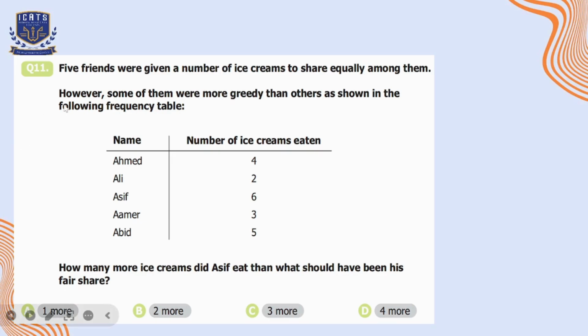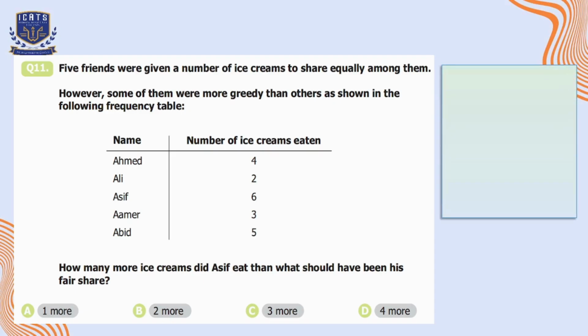Question number 11. Five friends were given a number of ice creams to share equally among them. However, some of them were more greedy than others, as shown in the following frequency table. So a chart is given over here in which the names and the number of ice creams eaten are mentioned. How many more ice creams did Asif eat than what should have been his fair share?